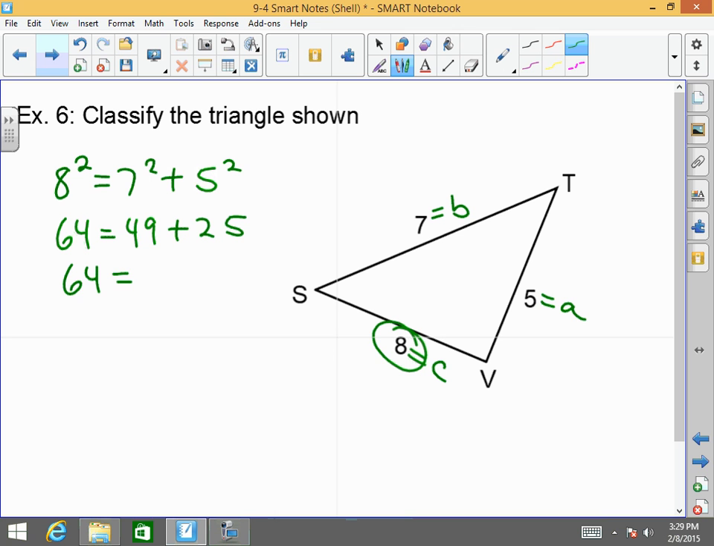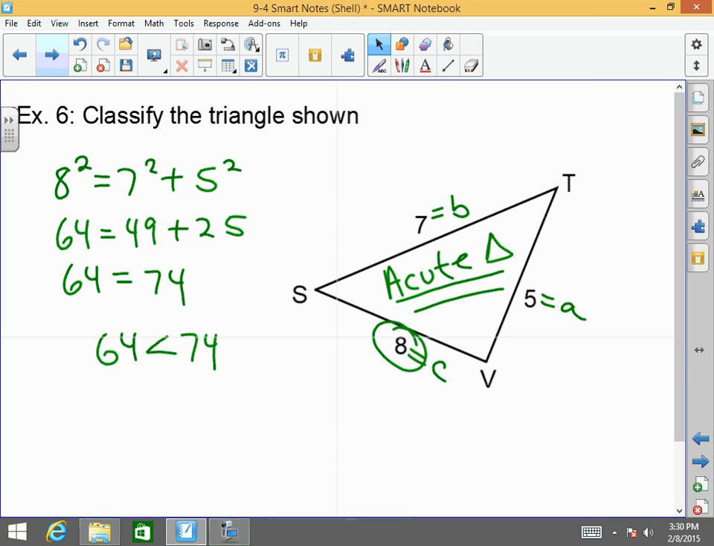64 equals 74. Wait a second. It does not equal. 64 is actually less than 74. So since C squared is less than A squared plus B squared, this is an acute triangle. And that's the power and the awesomeness of the Pythagorean theorem.